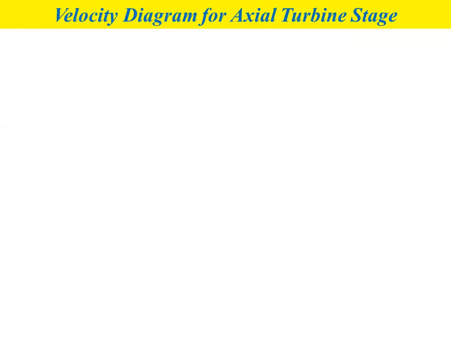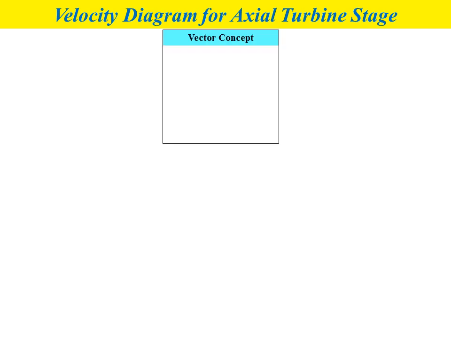Okay, for the velocity diagram for an axial turbine stage, there are two basic concepts that we need to know. The first concept is the vector concept. As we know, for a vector, for example vector A, the length of the vector represents the magnitude, and the angle of the vector represents the direction of the vector.